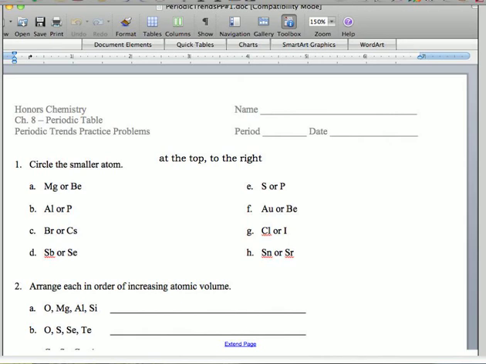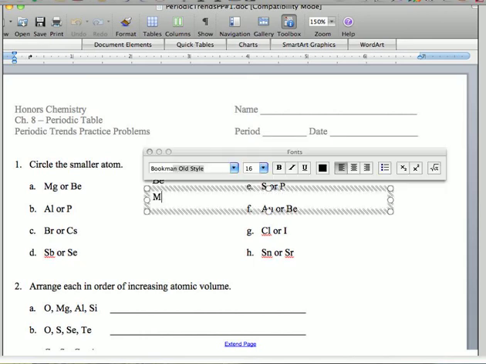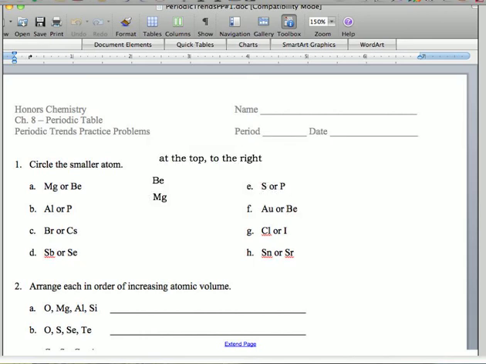It really helps if you find them on your periodic table. If we're doing A here, on the periodic table beryllium's on top and magnesium's right below it. Once you know your trend, atomic radius, and what you're looking for, smaller, it's pretty easy to say, okay, who's more at the top and who's more to the right? Beryllium's on top, and they're in the exact same family, so you would circle beryllium as your choice.